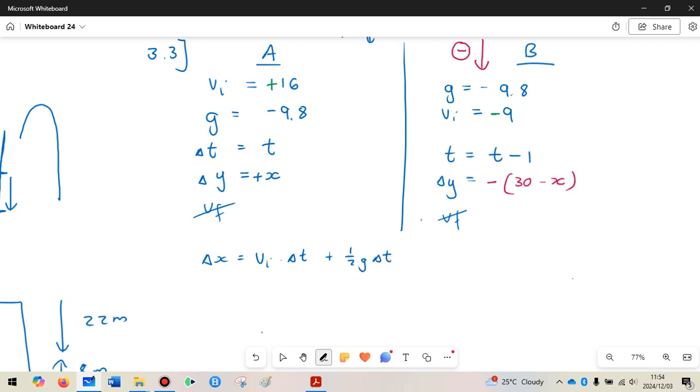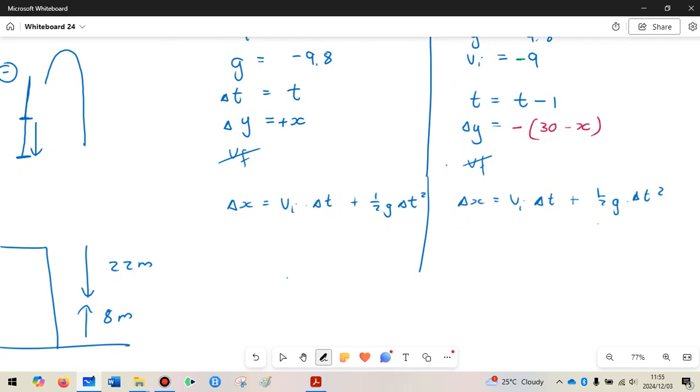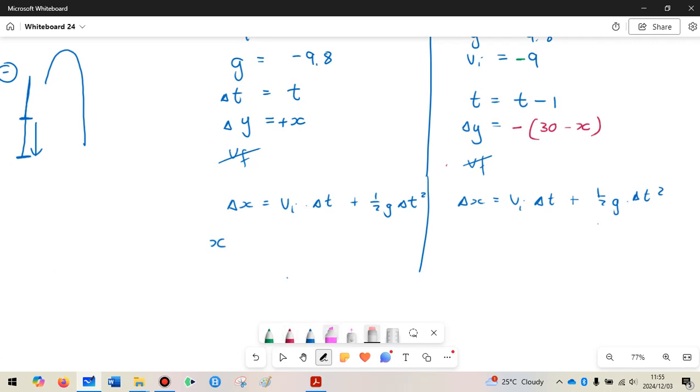Okay, so we're going to sub this into this equation. We're going to sub in everything we have. So A's distance, we're going to make an X. We know its initial velocity was 16. I'm just going to make this a T, make it look a little bit simpler. G is negative 9.8, and this once again is T.